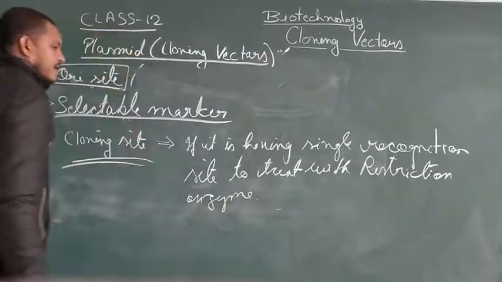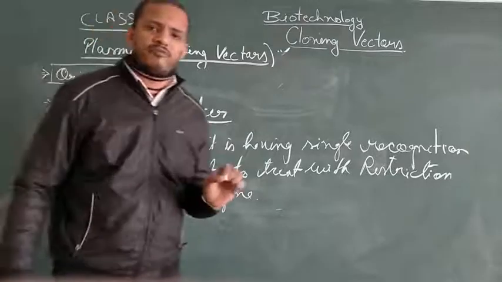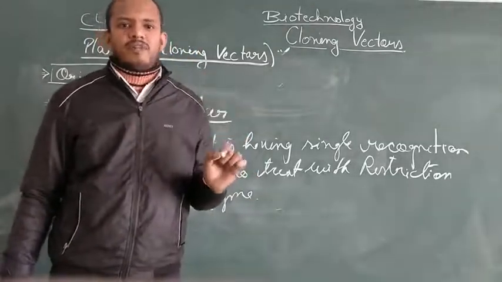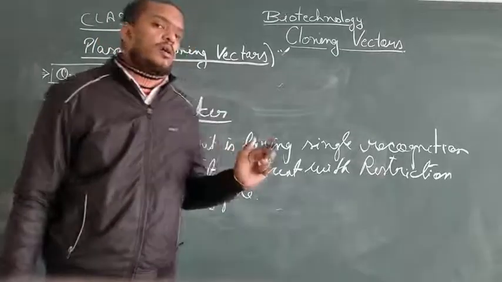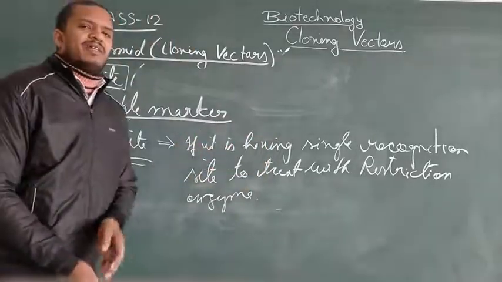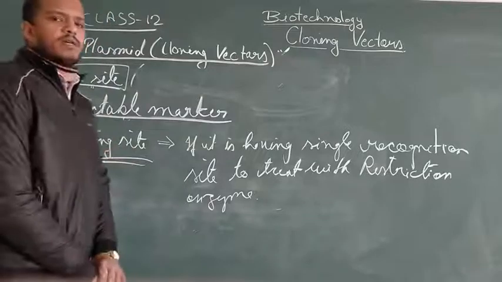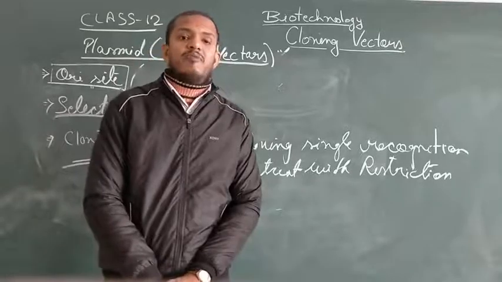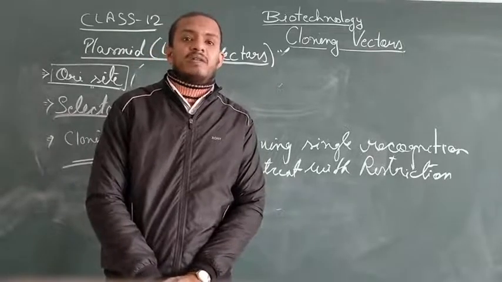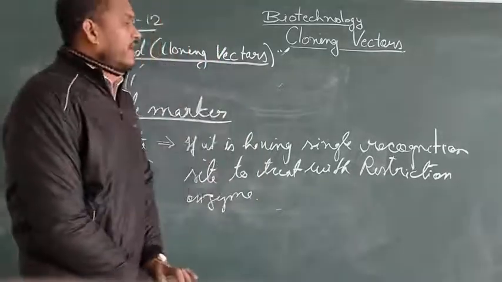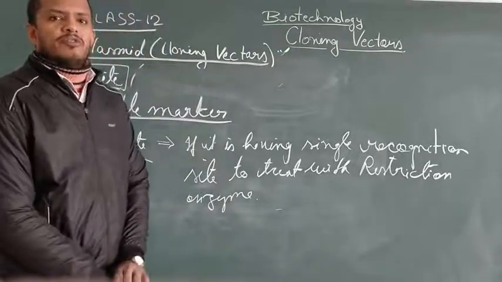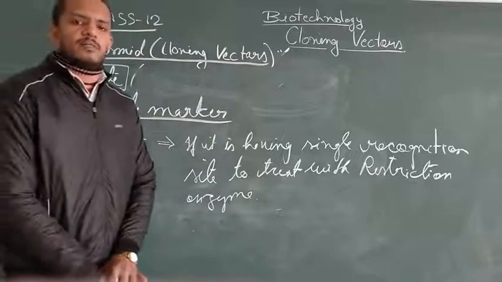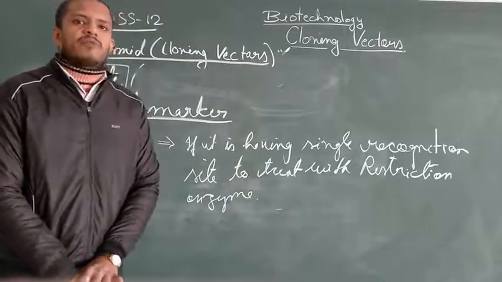Why am I saying this? Because the fewer the recognition sites, the fewer fragments there will be. If the recognition site in the cloning site is more than one, there will be chances of many fragments, and it will be critical for incorporating the desired gene. So it is better if we choose a single cloning site in a vector, so that the number of fragments is less.